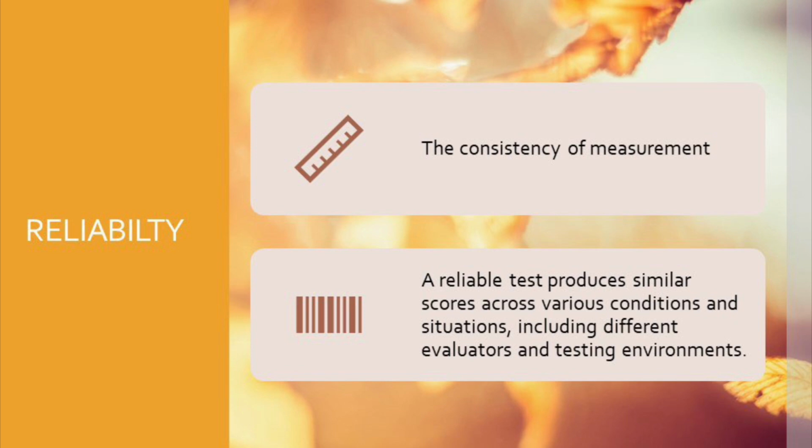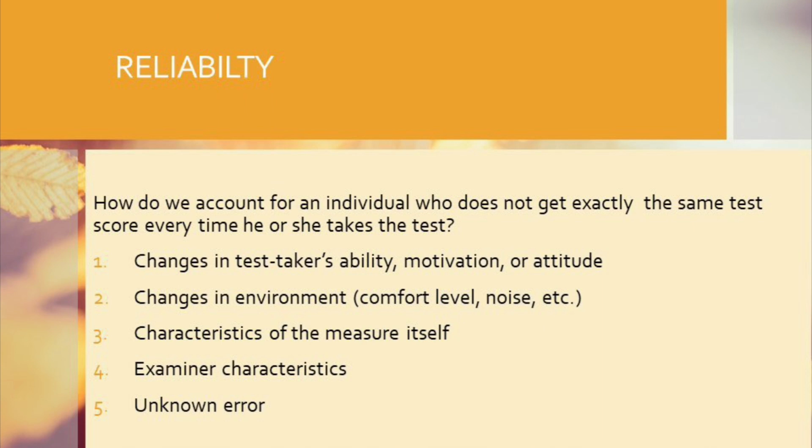And ultimately, there are 4 different ways to assess reliability. There's the internal consistency, inter-rater reliability, parallel or alternate forms reliability, and test-retest. And we'll get into each of those. First, we want to know, how do we account for an individual who doesn't get exactly the same score every time he or she takes the test? So this is really looking at what are some factors that affect the reliability of the test or measurement.